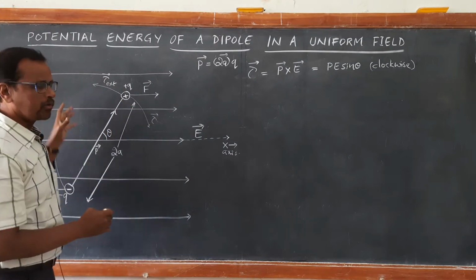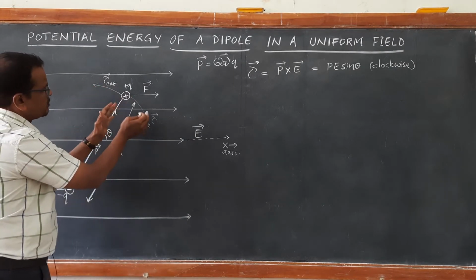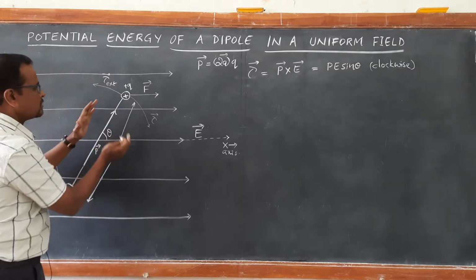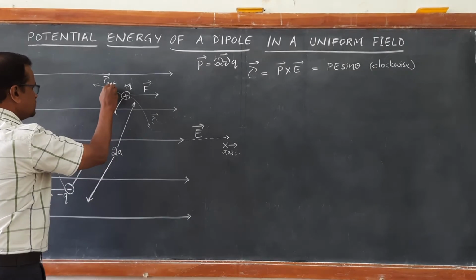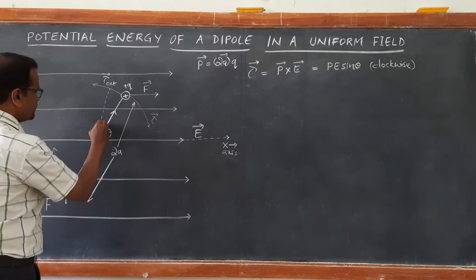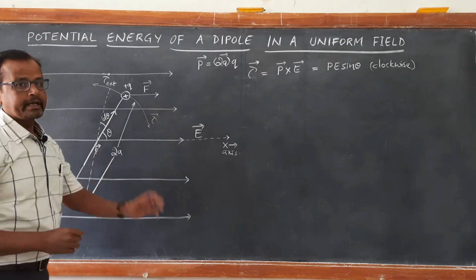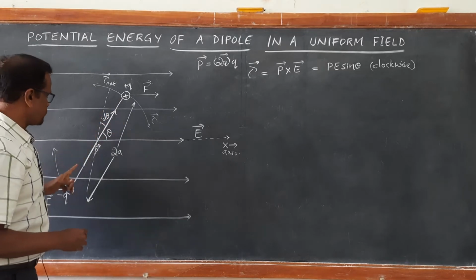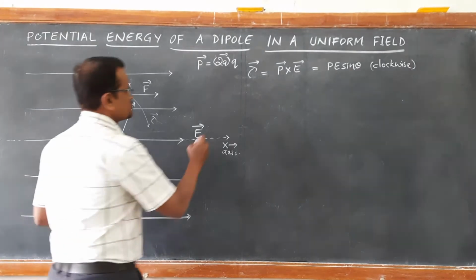We are exerting counterclockwise torque, which is exactly equal and opposite to the torque exerted by the electric field. Then the dipole turns with a small angular displacement. Suppose this is how it is turned, through small angular displacement d theta. Then now we can calculate the small amount of work done in turning this dipole moment through a small angular displacement d theta, right?